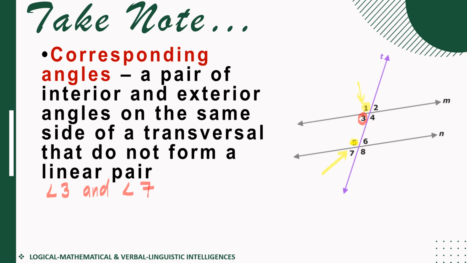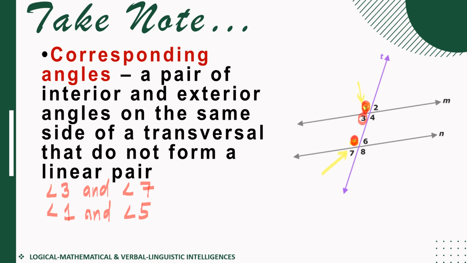Very good. Okay, now apart from this, what else? We can also have angle 1 paired with, so this one, angle 5. Exterior angle, interior angle. So angle 1 and angle 5. Alright? But we are not yet done. We still have a lot of examples. We do have 2 more.